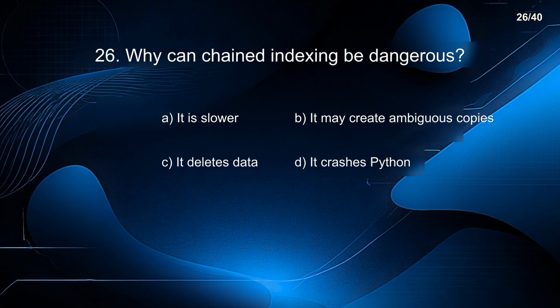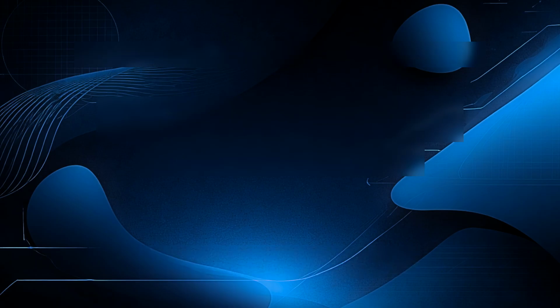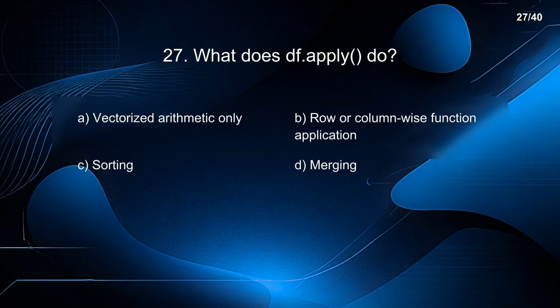Correct answer is B. It may create ambiguous copies. 27th question. What does df.apply do? A. Vectorized arithmetic only. B. Row or column-wise function application. C. Sorting. D. Merging.